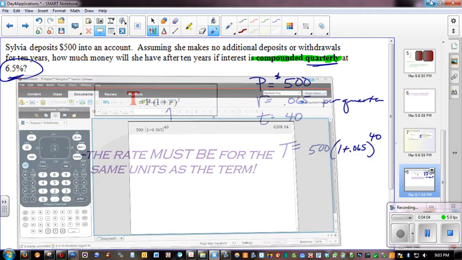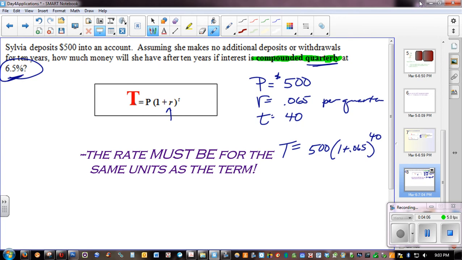So that rate probably was supposed to be annual, but it doesn't say. In a problem on a test or Regents exam, it would say. So your total value at the end of all that time is $6,208, or whatever the calculator said.